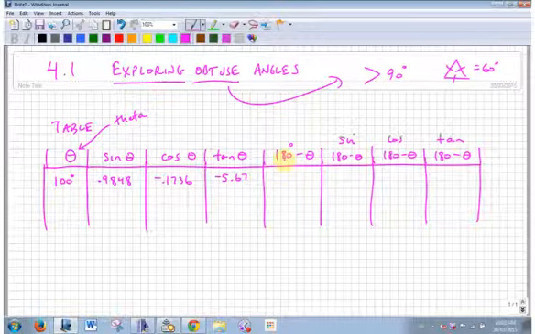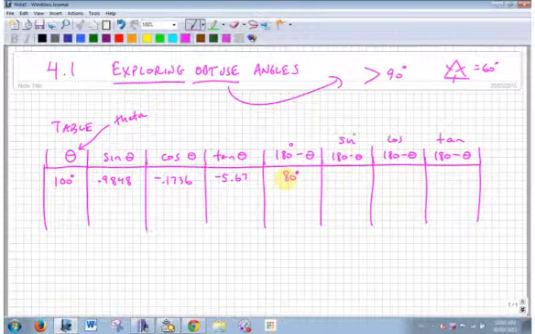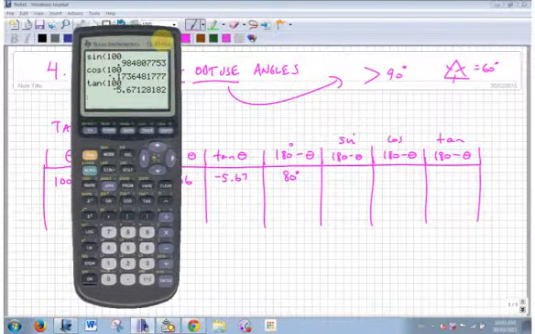This is just 180 degrees minus whatever angle I'm talking about. What angle am I talking about? 100. So what's 180 minus 100? Okay, and now I want to go sine of 180 minus 100, which is just sine of 80. And this we've done, but you don't remember what it is, of course. What is the sine of 80?